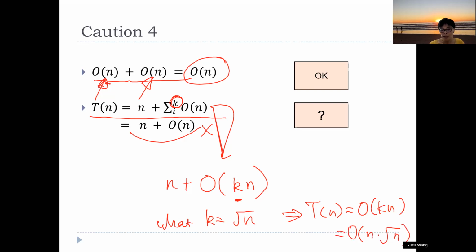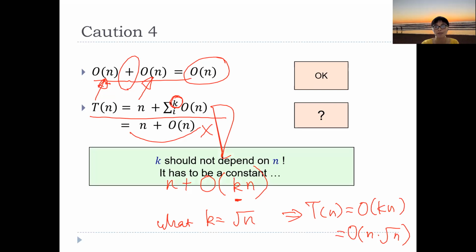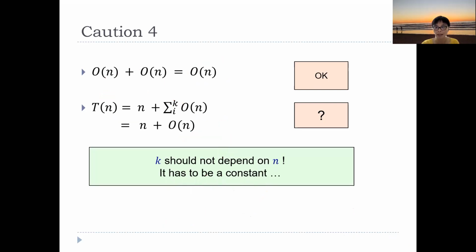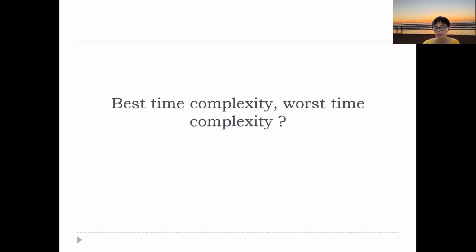So when we say that we can add terms together and the biggest one dominates, we assume we only added them a constant number of times. Because if you add n linear terms, then of course you get n squared, the quadratic. So just be careful of that. All right, other questions before we move on to look at the time complexity of algorithms?